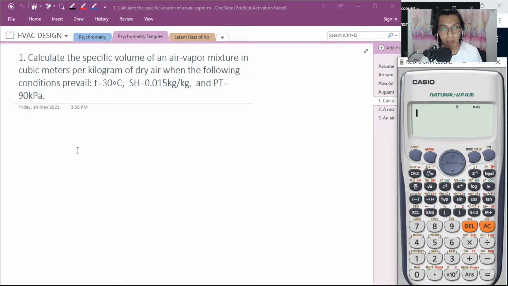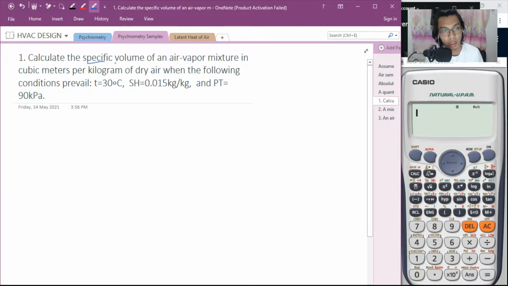So this is problem number one. Calculate the specific volume. So specific volume ang hinahanap kagad. As you can recall, specific volume of air, of an air vapor mixture in cubic meters per kilogram of dry air, when the following conditions prevail. So ibig sabihin, binigyan ka dyan ng temperature. I think that is ambient. Kapag hindi sinabi, matic yan, that is dry bulb.